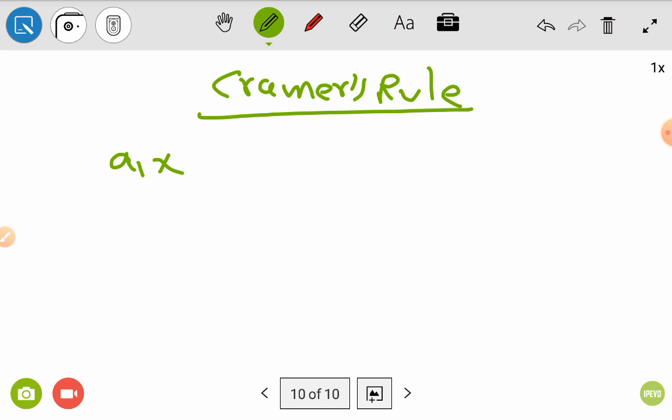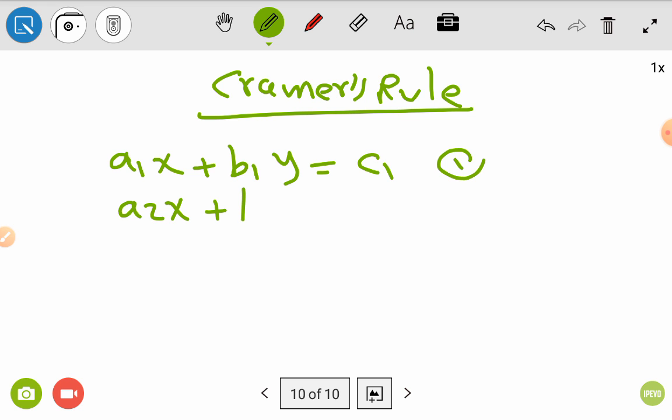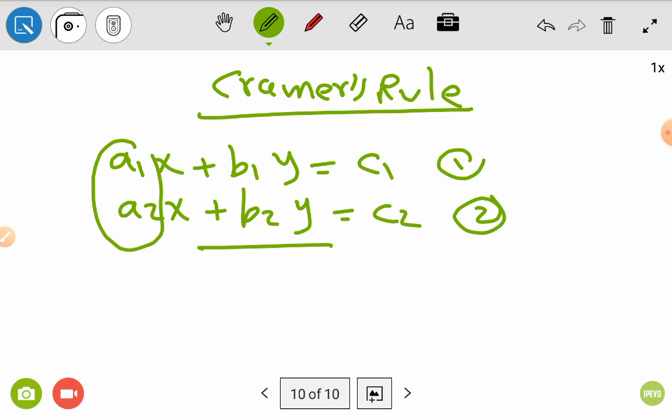A1x plus B1y equals C1, the first equation. A2x plus B2y equals C2, the second equation. This linear system consists of 2 variables, x and y. A1 and A2 are the coefficients of x, and B1 and B2 are the coefficients of y. Cramer's rule depends on how to get the determinants of the variables x and y.